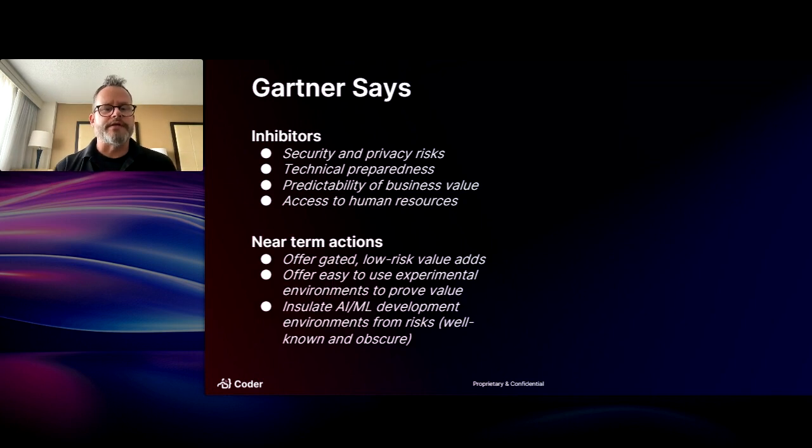So Gartner states the near-term actions that you can take. You can offer gated low-risk value adds. This is like Copilot or Gemini at scale. We'll kind of see that in this demo. That was more last month's webinar. But those are using publicly available models that people want to use, and they can help your devs with day-to-day coding, but those aren't really for developing AI ML itself, which is what we'll see today.